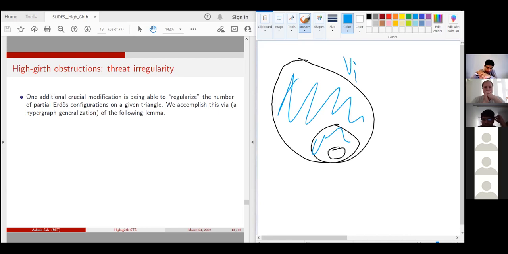And it turns out that, in order to be able to run this high-growth process for a long amount of time, we need to know that every triangle is contained in roughly the same number of threats of any given size. And so the idea here is not super difficult. We just throw in a bunch of bogus threats just to make it regular and then move on with our lives. Because if we're avoiding more threats, that's only better for us.